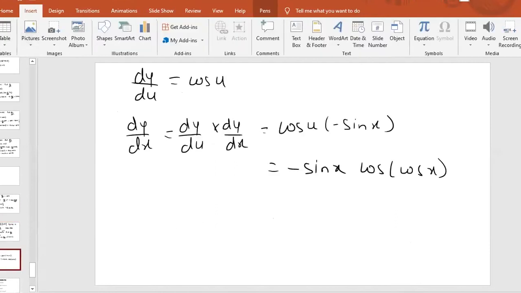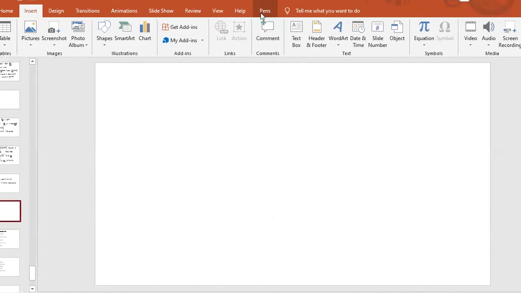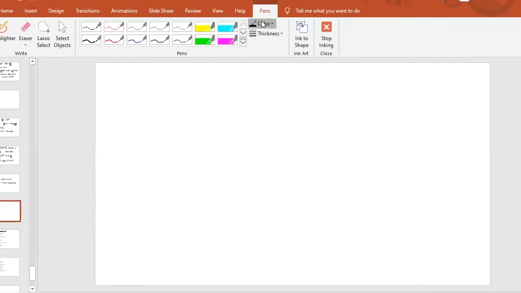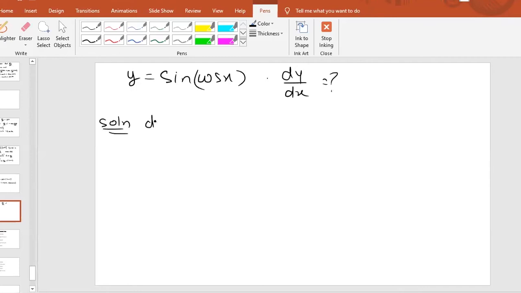Like what was the question? The question was y is equal to sine of cos x. Now, first of all, you have to understand here that inside the sine we have cos x. We have to find dy by dx. Fine. So what I have to do? Write dy by dx like this. Then go by d by dx inside the bracket sine of cos x.